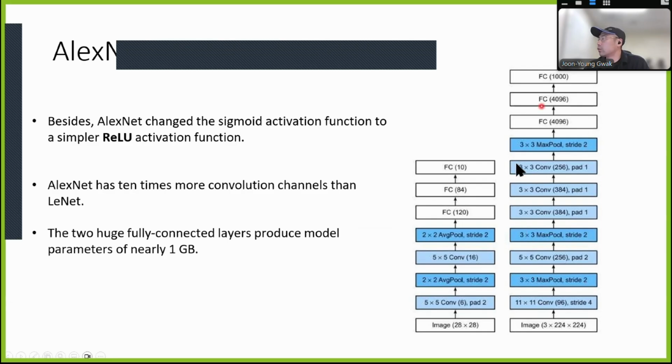As you can see in the diagram, the left one corresponds to the LeNet, the earliest version of CNN, and the right diagram corresponds to the AlexNet, which is deeper than the LeNet. And it has 10 times more convolutional channels, which allows it to learn more complex patterns.